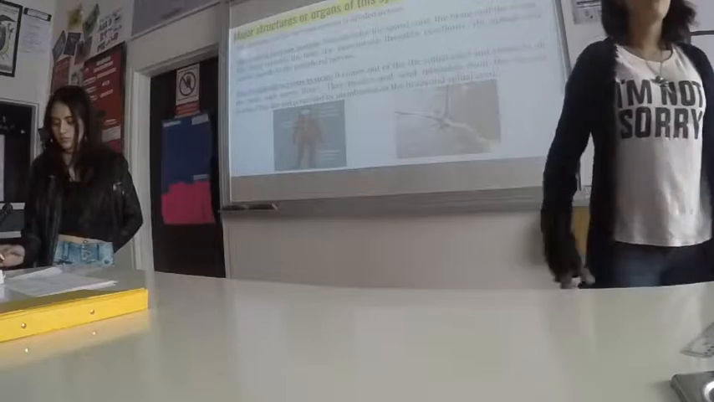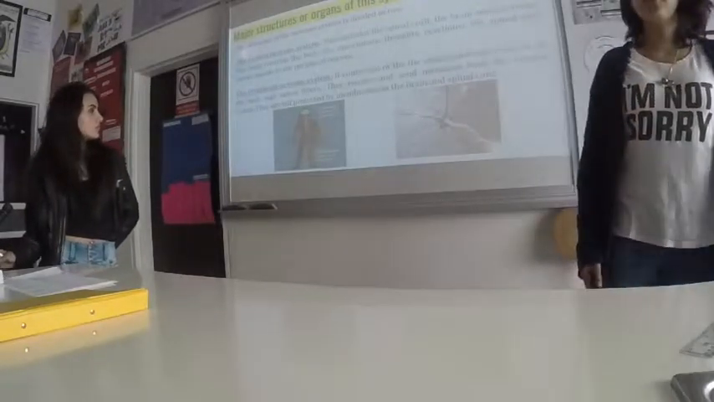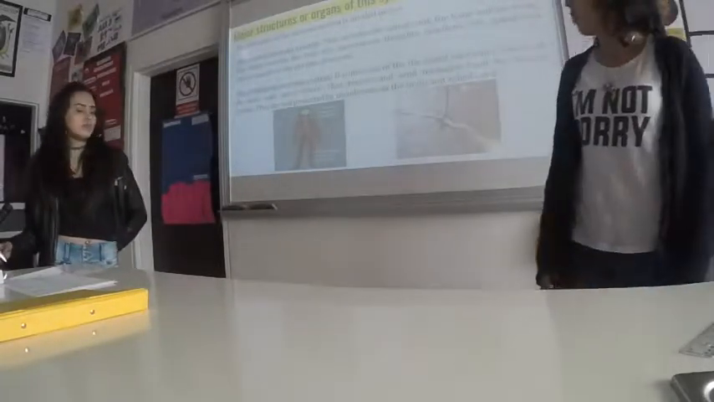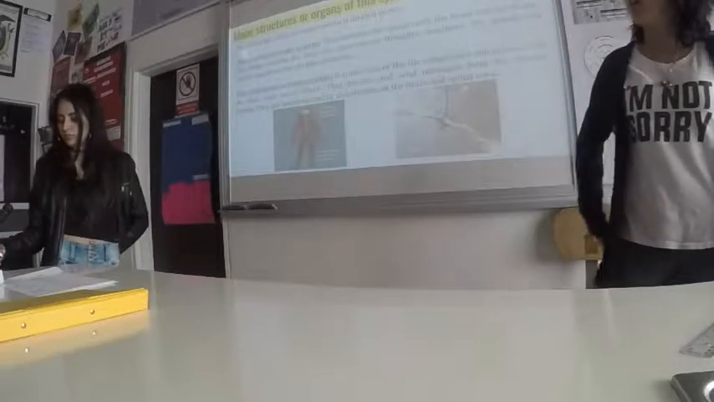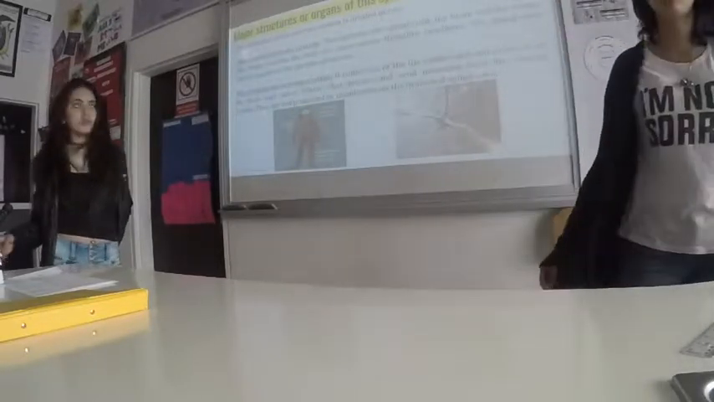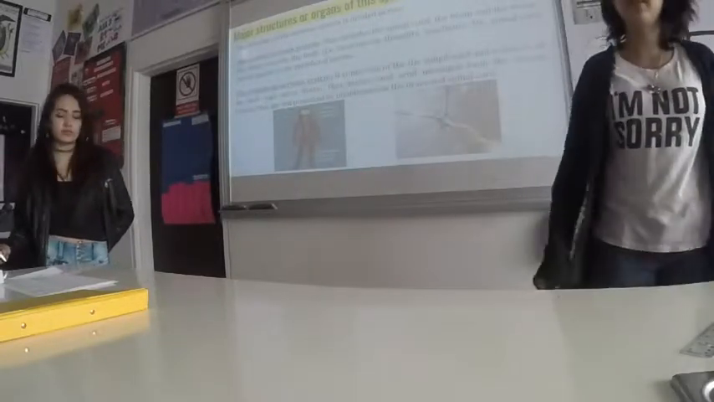In the nervous system, there are two main systems. The first is called the central nervous system, which is made up of the brain and the spinal cord. But many scientists also include the retina.